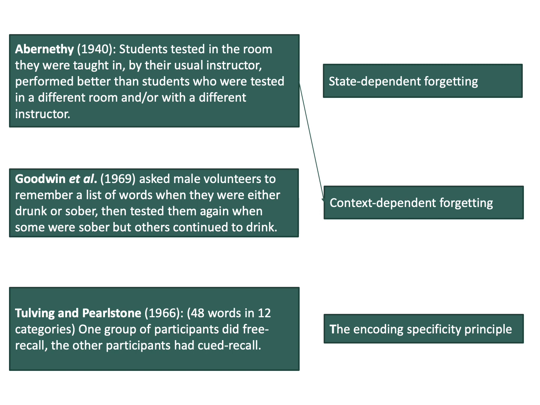Goodwin et al. investigated state-dependent forgetting, and he found an interesting result of participants who were drunk during learning of the material performed better when they were drunk again. And then Tulving investigated the encoding specificity principle. So the participants who had encoded the category and then were given that category as a form of recall performed 20% better than those who weren't given the categories.